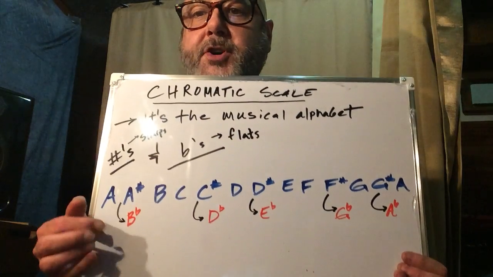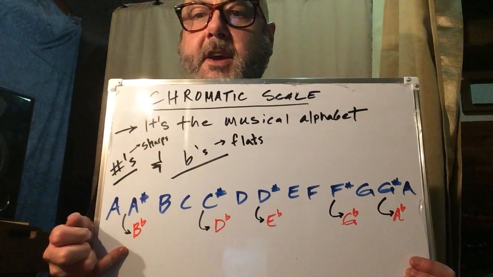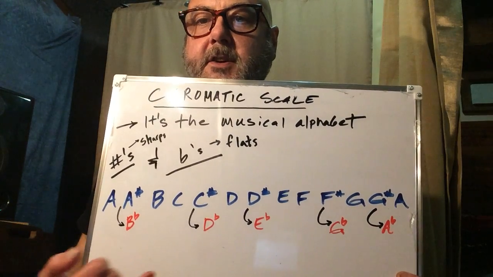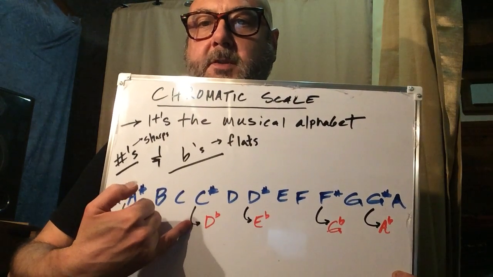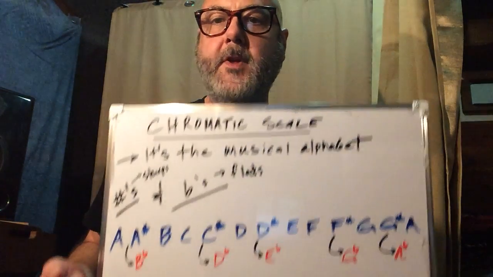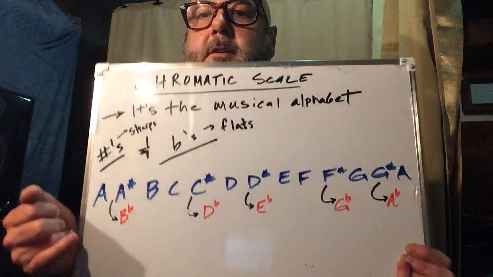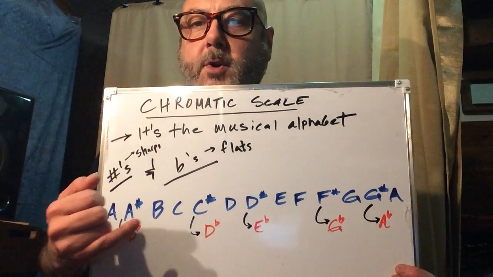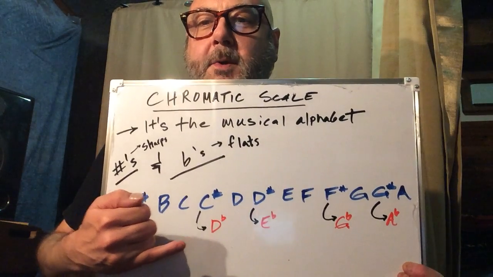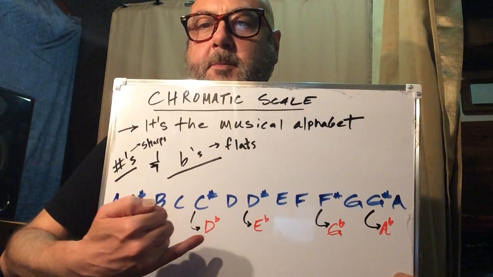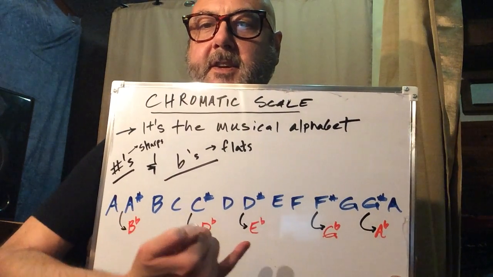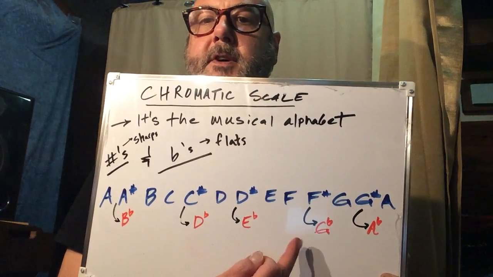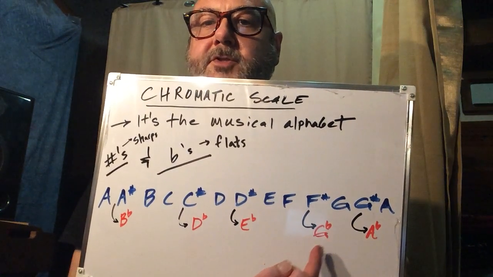I have put in red that A sharp is the same as B flat. So all of these correspond with each other. C sharp is the same as D flat, and you see how this is going. F sharp is the same as G flat. It's like going backwards.